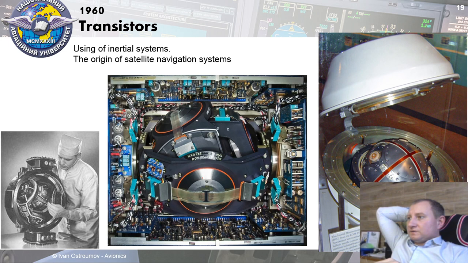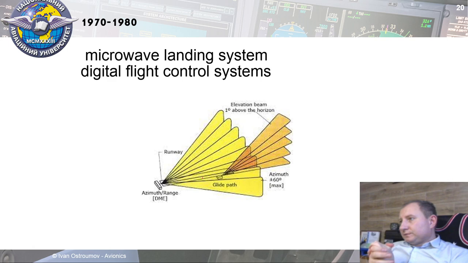1970-80. Here I can introduce that we already have transistor technology, which began to be packed into microchips, and microchips helped us to switch to digital electronics. And first of all, during that time, the flight management system was introduced, at first for some research, and also the microwave landing system. The microwave landing system is much more precise than the instrument landing system, and it is simpler in maintenance.